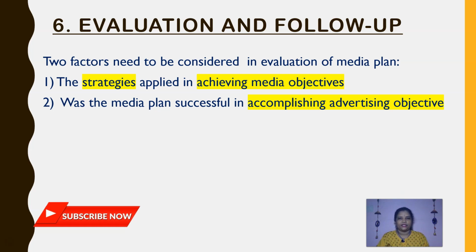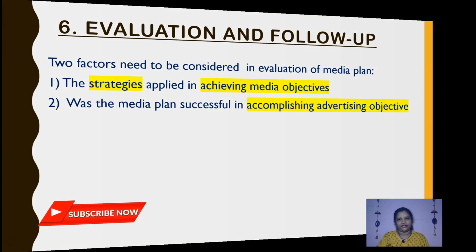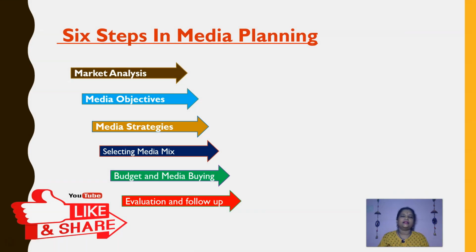Okay, right. So let's have a quick recap. These are the 6 steps in media planning that we have discussed today. We started with what is media planning, and then we went on one by one deliberating on the 6 steps. The first one is the market analysis, where you try to understand the market and the target audience. Then you have the media objectives, then the media strategies, selection of the media mix, then the budget and media buying, and finally the evaluation and follow-up.